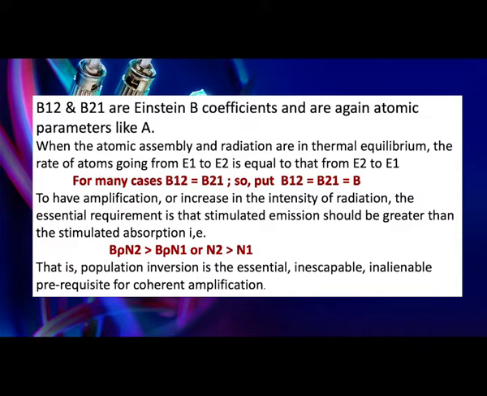For many atoms and molecules, B12 is equal to B21. So, let us put B12 equal to B21. For simplicity, we will call it B. Now, put this equation together, you can immediately see we must have stimulated emission greater than stimulated absorption. When you have stimulated emission greater than stimulated absorption, then only you will see the photons coming out.